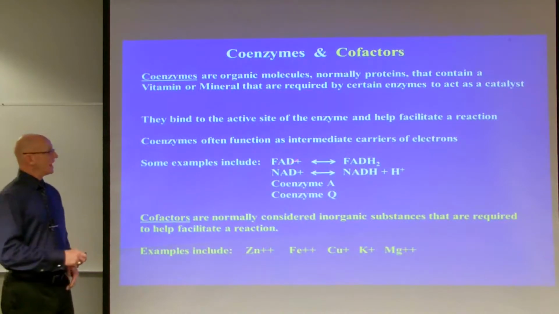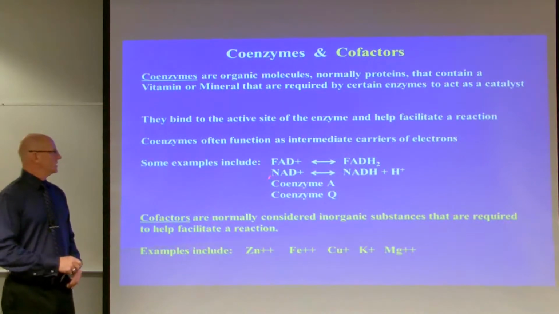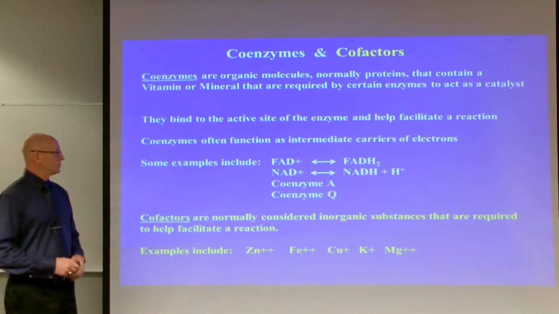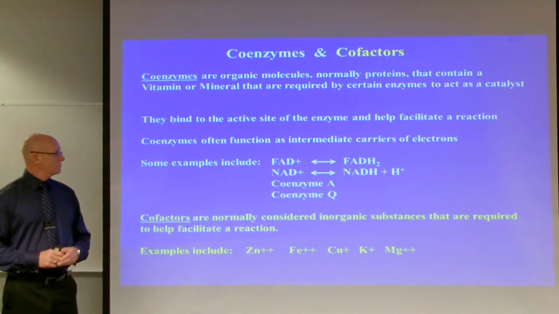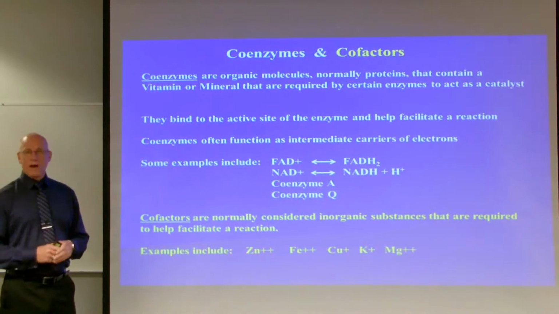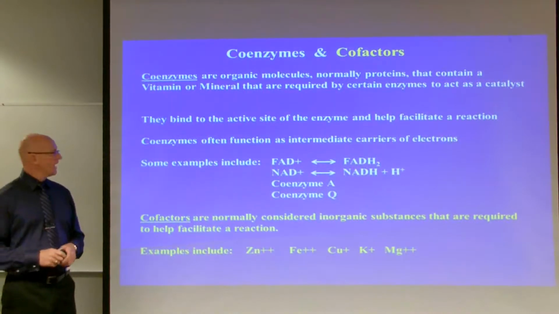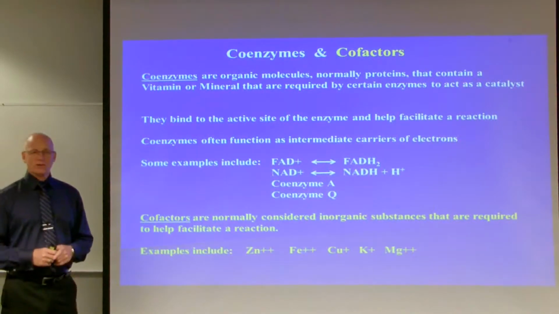coenzyme Q. This is the oxidized form of flavin adenine dinucleotide, and this is its reduced form. This is the oxidized form of nicotinamide adenine dinucleotide, and this its reduced form. Now, part of flavin adenine dinucleotide's structure is riboflavin, and that's vitamin B2. And part of nicotinamide adenine dinucleotide's structure is niacin, and that's vitamin B3. And coenzyme A, part of its structure is pantothenic acid, or pantothenate, and that's vitamin B5. And we're going to go over each one of these structures coming up.